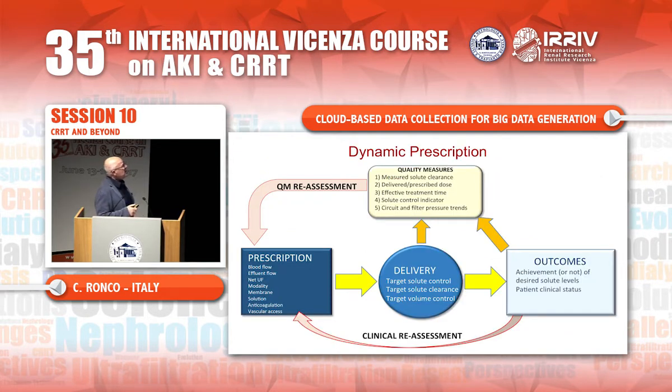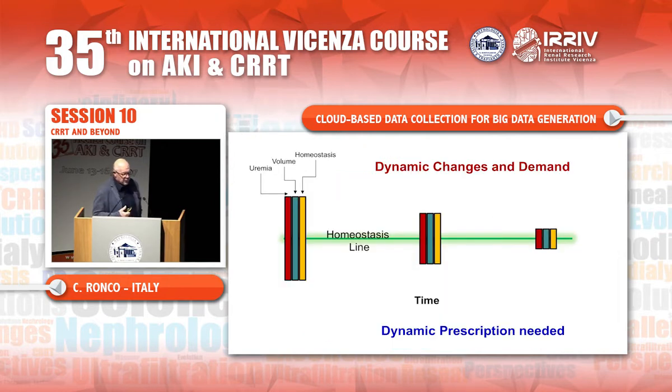Okay, so the prescription goes through a certain target of quality measures that lead to identification of specific target parameters in the treatment. Delivery is then monitored, outcomes are monitored, and then there is a clinical and technical reassessment for modifying the prescription. This can only be done, of course, if you have some electronic help.